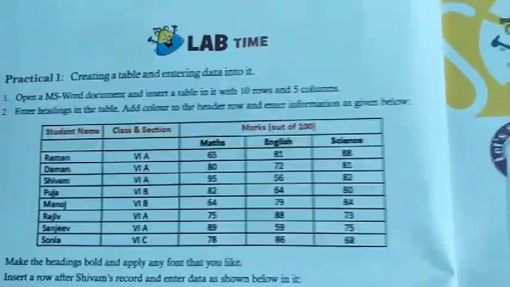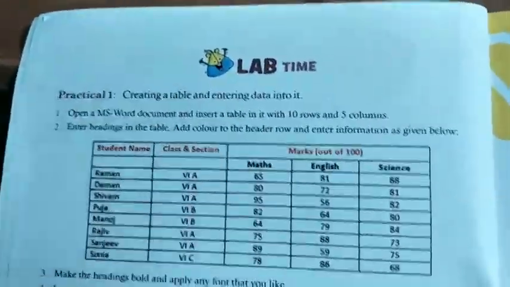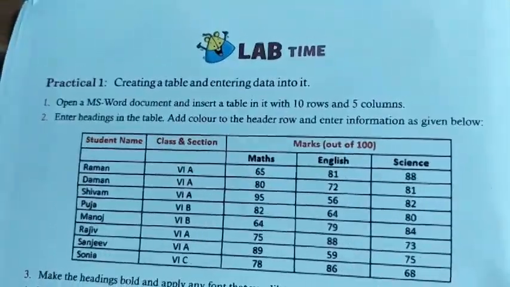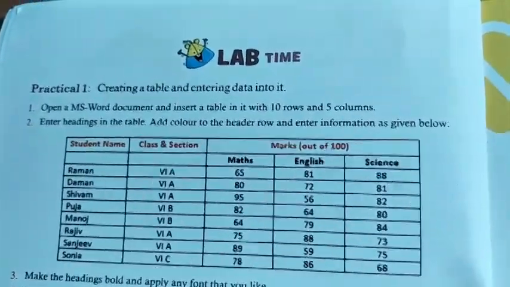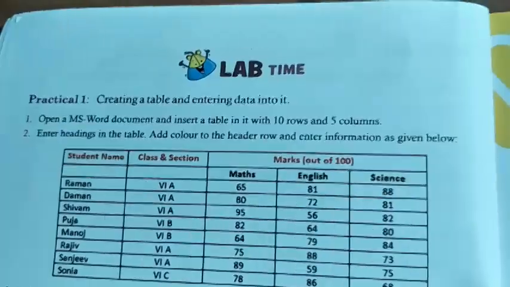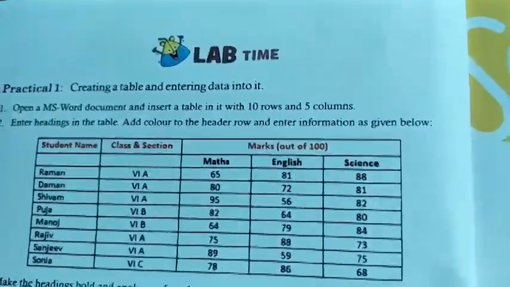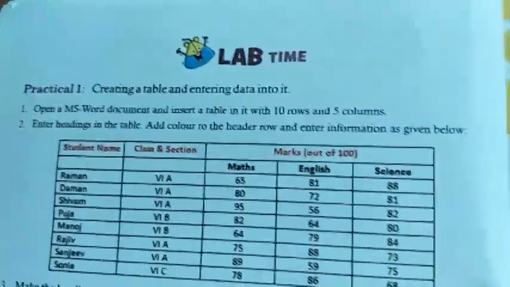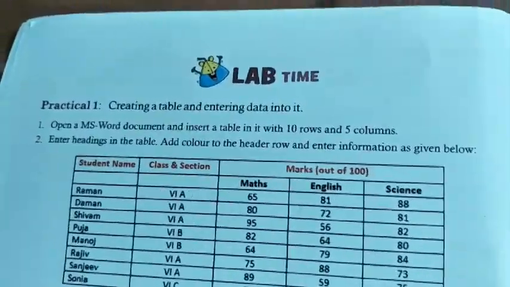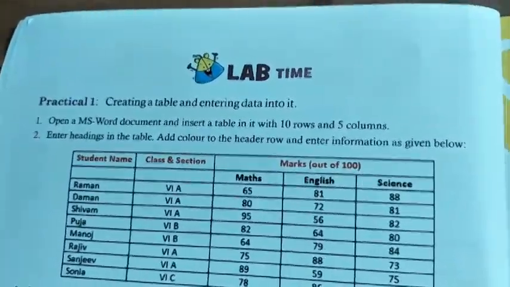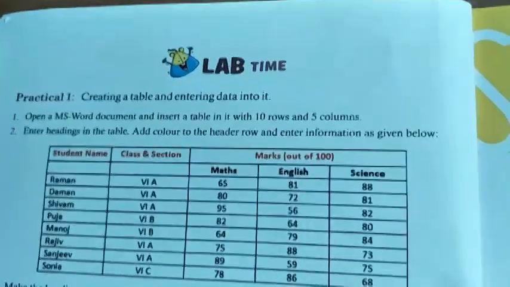Okay, this is the lab time. We will do practical. Now read practical number 1, creating a table and entering the data into it. First, you have to open an MS Word document and insert a table with 10 rows and 5 columns. Okay, 10 rows and 5 columns.